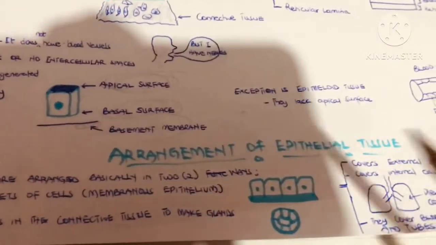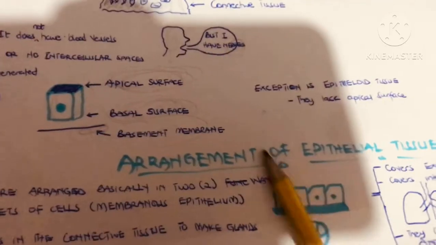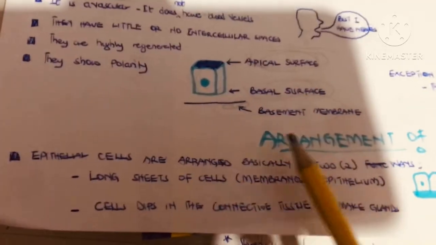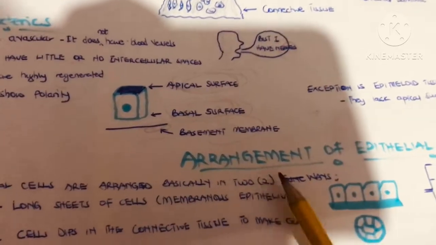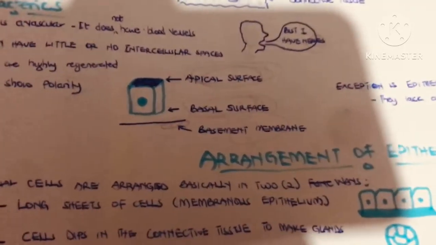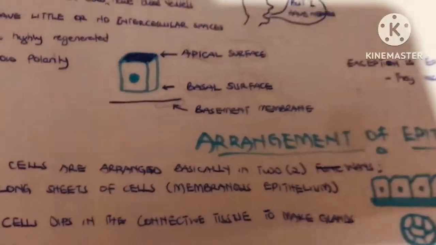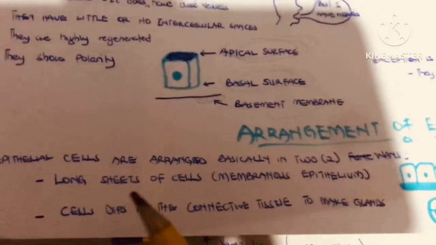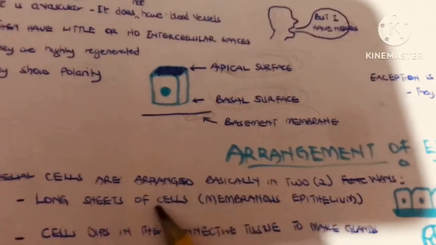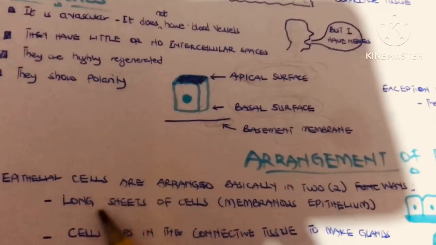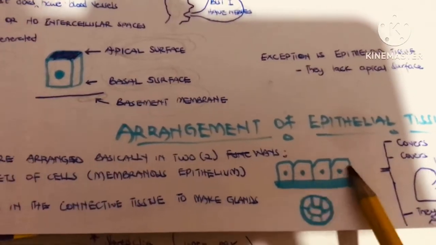Now, my friends, let's look at the arrangement of epithelial tissue. You see that the epithelial cells are arranged basically in two ways. In how many ways? In two ways. You understand? The first one is that these epithelial cells can be arranged in a long sheet of cells like this. You can see that they've been arranged in a long sheet of cells.